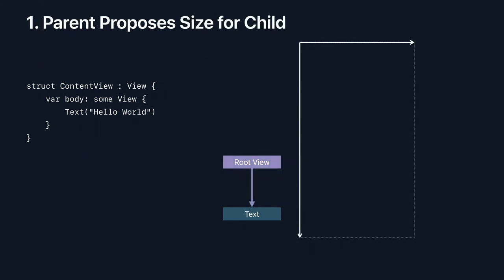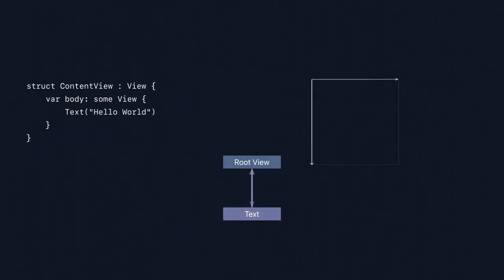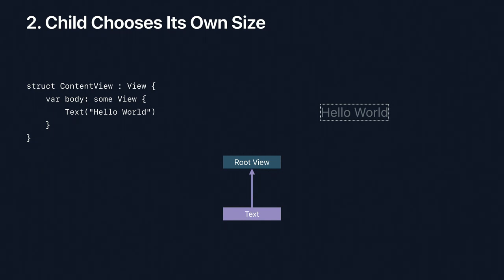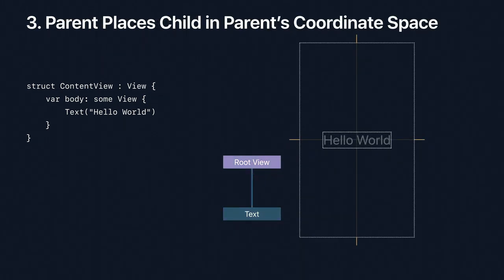First, the root view offers the text a proposed size. And that's represented by those two big white arrows. And because it's at the root, it offers the size of the whole safe area. Next, the text replies, well, that's mighty generous of you, but I'm only this big. And in SwiftUI, there's no way to force a size on your child. The parent has to respect that choice. And now the root view says, alright, I need to put you somewhere, so I'm putting you in the middle.